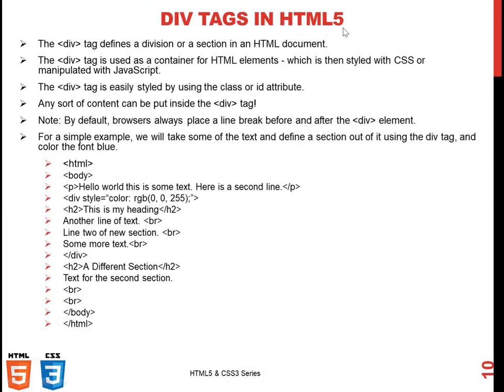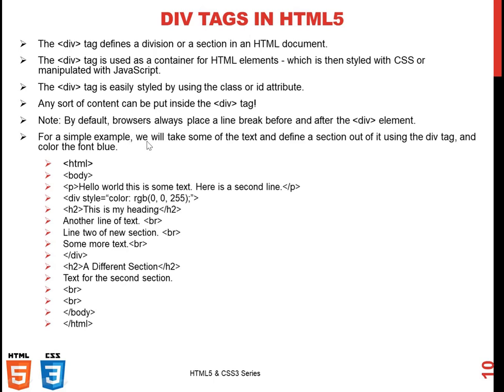The next slide is the div tag in HTML5. The div tag defines a division or a section in an HTML document. The div tag is used as a container for HTML elements, which is then styled with CSS or manipulated with JavaScript. The div tag is easily styled by using the class or ID attribute. Any sort of content can be put inside the div tag. The note says that by default, browsers always place a line break before and after the div, similar to the p tag as we discussed before.